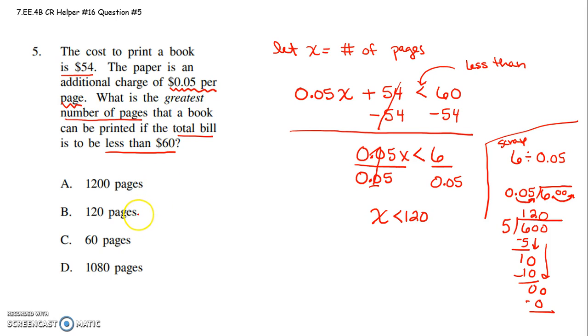So if it has to be less than 120 pages, I really think the greatest number of pages the book can be printed is actually 119 pages. I'm going to select 120. But really, if I want my bill to be less than $60, I really should be printing a book that has less than 120 pages. So I would say 119. But there you have it. That's the process to go through. I hope that helps.